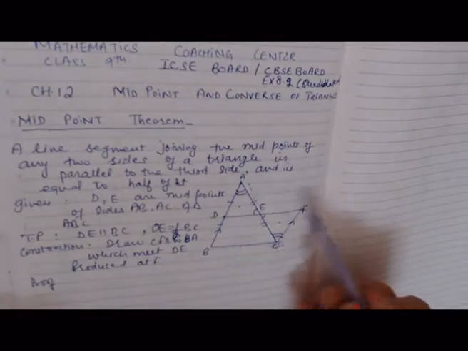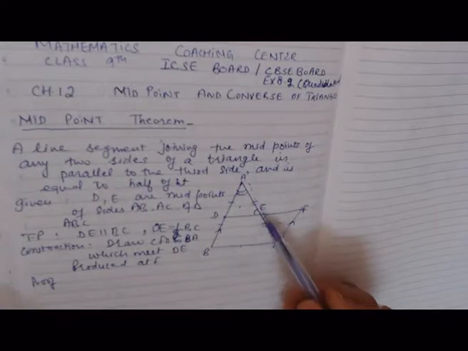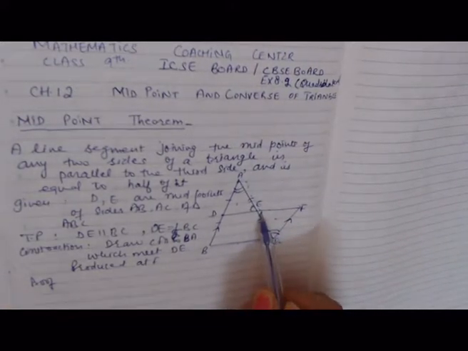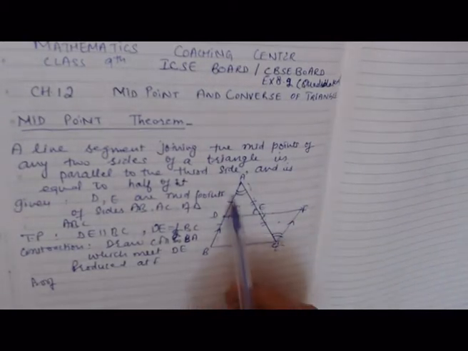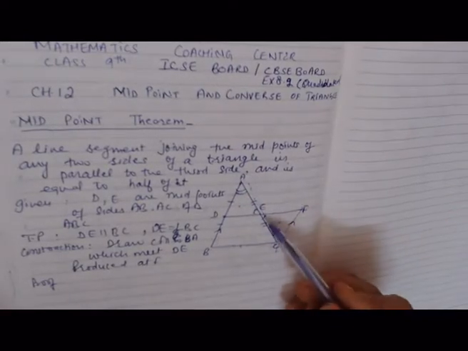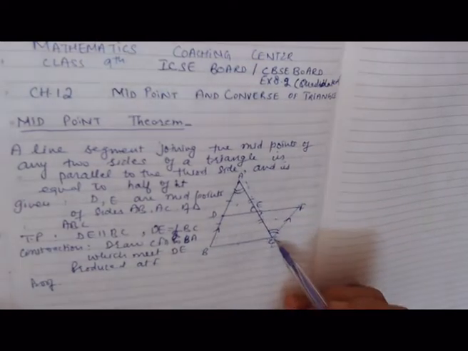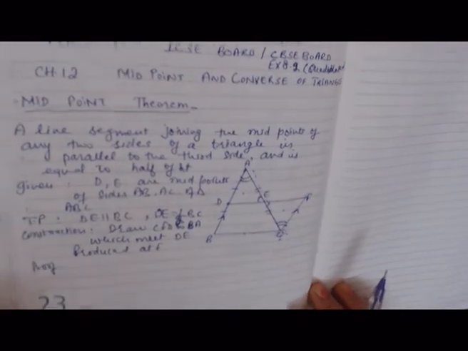Now we observe that in triangle ADE and triangle CFE, this angle is equal to this angle, that is the vertically opposite angle. This line and this line are parallel, so this angle is equal to this angle, that is the alternate interior angle. And given E is the midpoint of AC, so AE is equal to EC. So these two triangles are congruent. We use that concept and then we solve this.